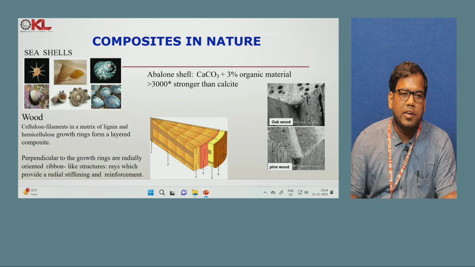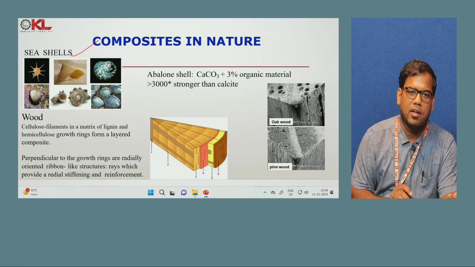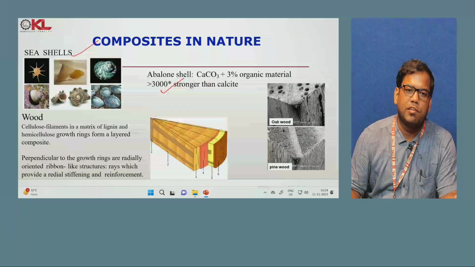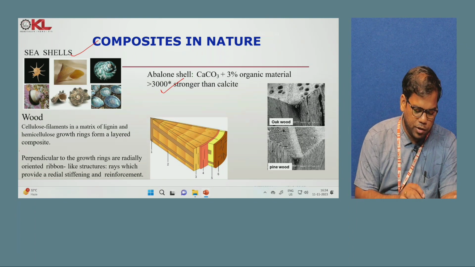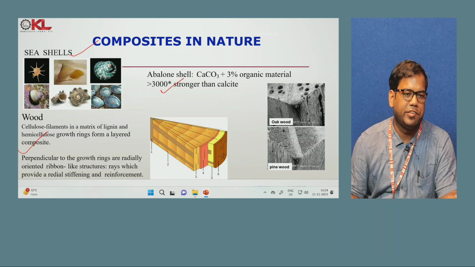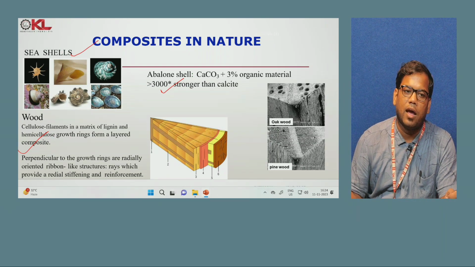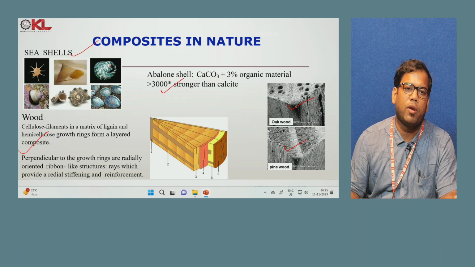Now, composites in nature. See the sea shells. These are composites in nature. Abalone shell, calcium carbonate, is stronger than calcite, CaCO3. Wood is a good example of composite. It is a mixture of cellulose filament in a matrix with lignin and hemicellulose growth rings. This is oak wood, pine wood. These are fine examples of composite material which are available in nature.